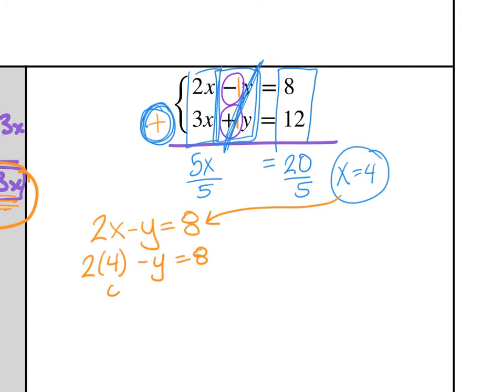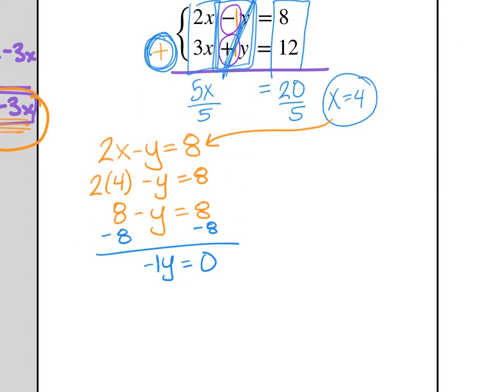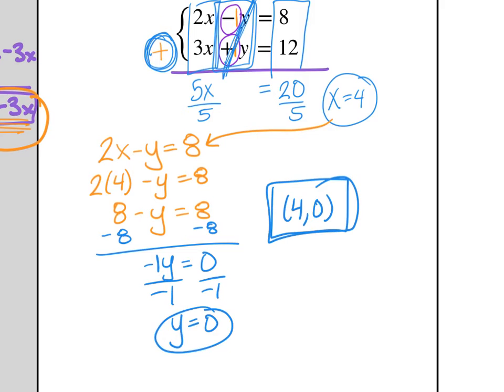So 2 times 4 is 8. 8 minus y equals 8. And then now we just solve by subtracting 8 on each side. We have negative y equals 0. And then remember, a negative y is really like a negative 1y. So to finish the solving, we'll divide both sides by negative 1. Now, in this case, dividing by negative 1 doesn't do a whole lot because 0 divided by negative 1 is just 0. So again, even using this solving method, we still arrive at the same result, 4, 0.